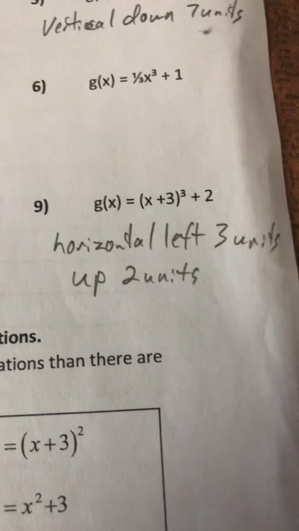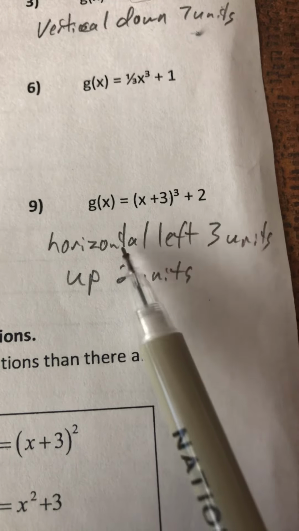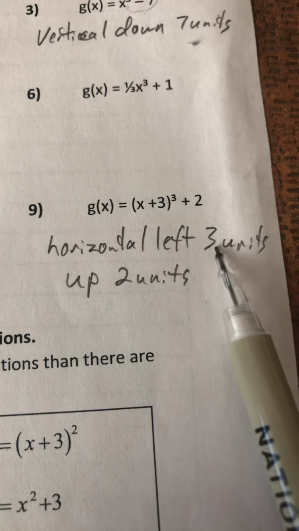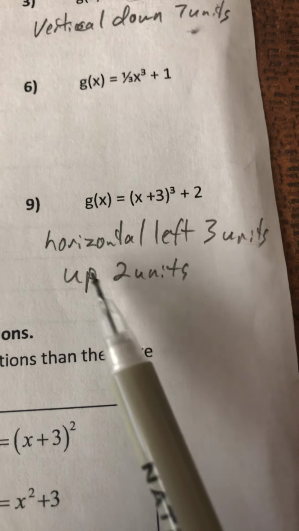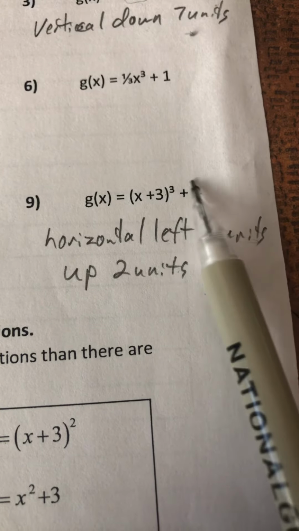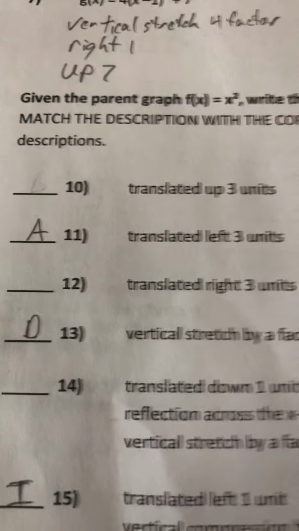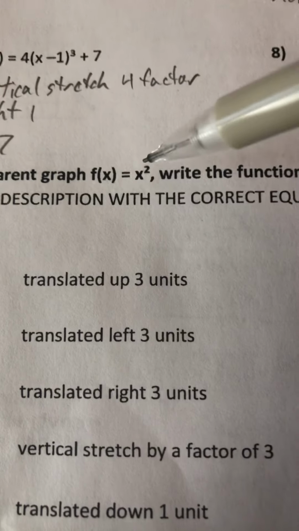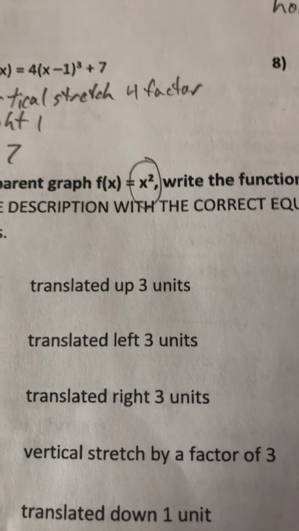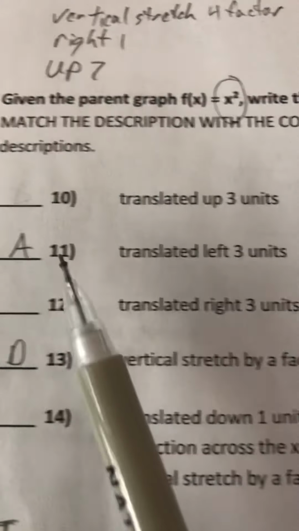Number 8, I'm going horizontal left 3 units, and then I'm going up 2 units because of this. Got the odd ones here. You may have seen that I started to do number 10, but looking at these transformations, starting with just x squared, what's going to happen here?